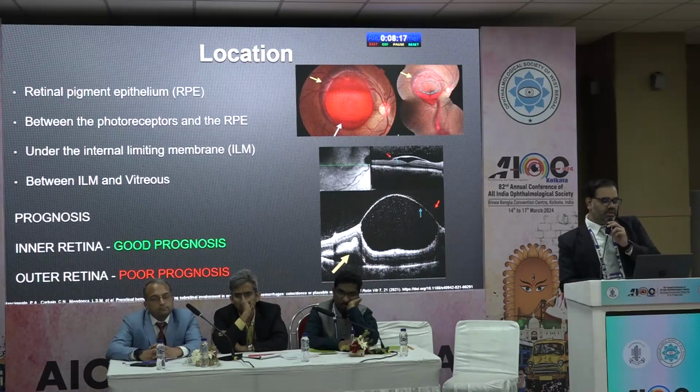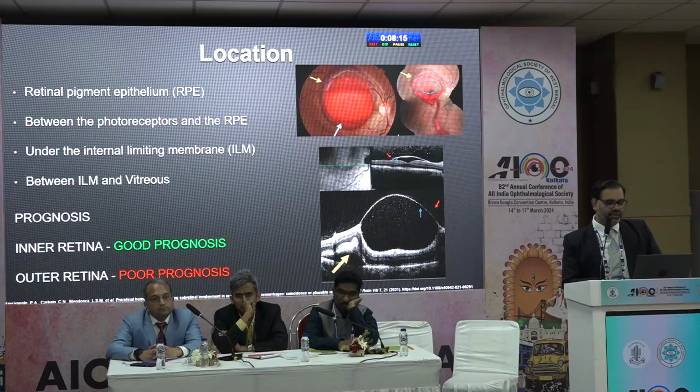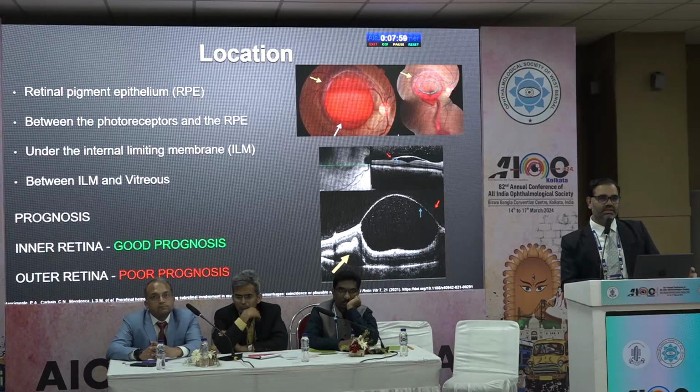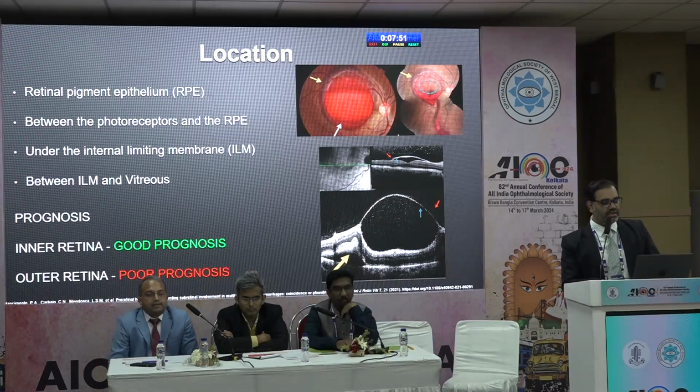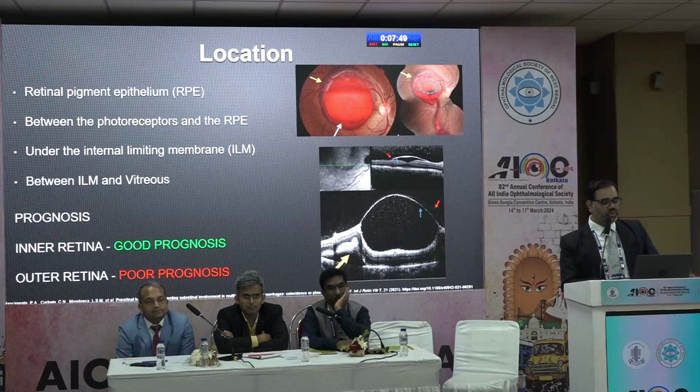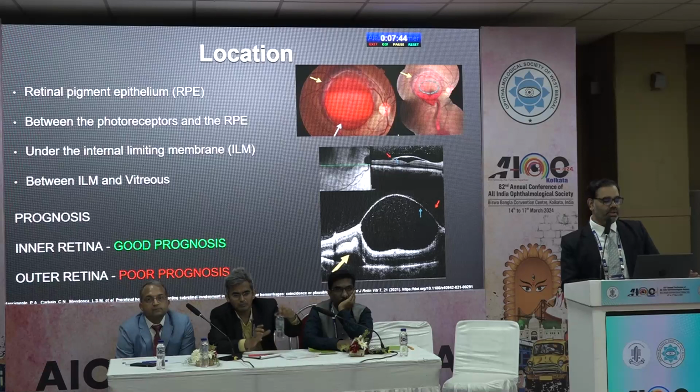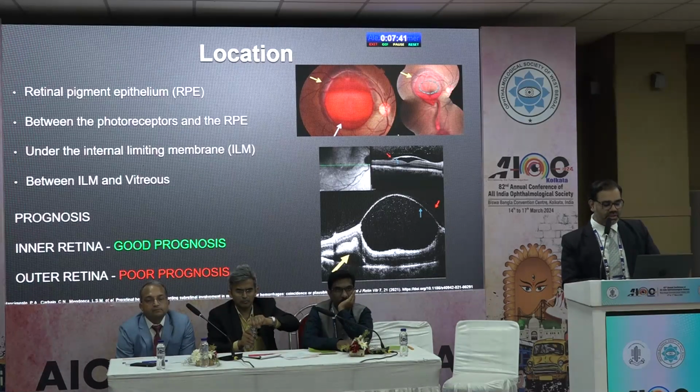One thing we need to understand here is the location of the submacular or subretinal heme. In the classification, it could be sub-RPE, between the photoreceptors and the RPE, under the ILM, or between the ILM and the vitreous. Why it is important to know this is because the prognosis depends on the placement of the blood. If you have blood on the inner surfaces of the inner retinal layers or in the vitreous cavity, the prognosis is very good, and they sometimes resolve spontaneously. But if it is sub-RPE or between the photoreceptor and the RPE, the prognosis is generally poor.